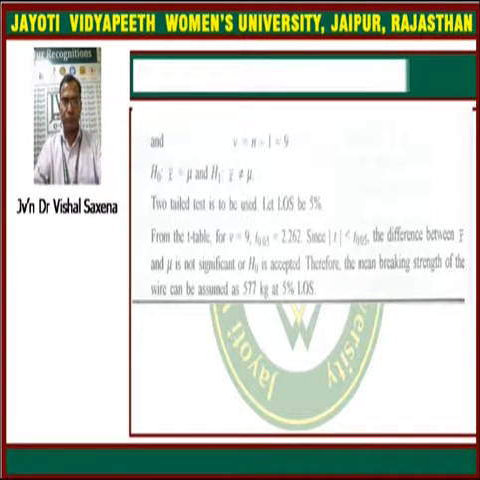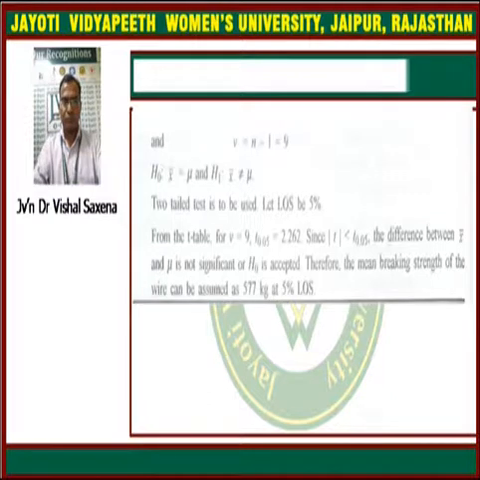and the degree of freedom nu is equal to 9. In the null hypothesis we can assume that the sample mean is equal to the population mean mu, and in the alternative hypothesis we can assume that the two means are not equal, meaning the sample mean is not equal to the population mean, and a two-tailed test can be used. Let the level of significance be 5%. So we are taking the level of significance as 5% and using a two-tailed test.